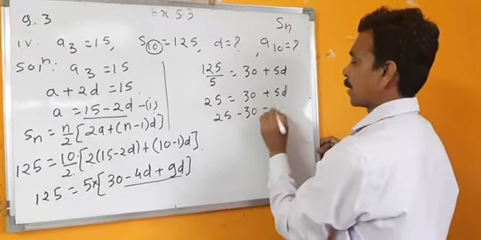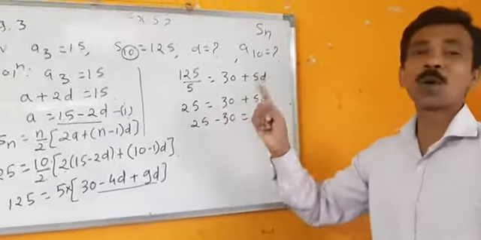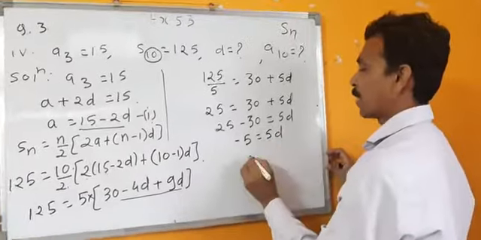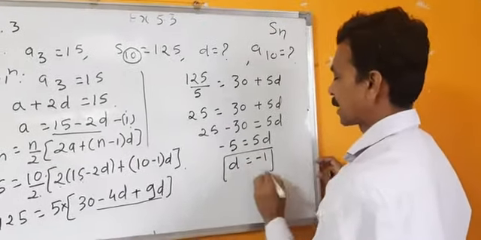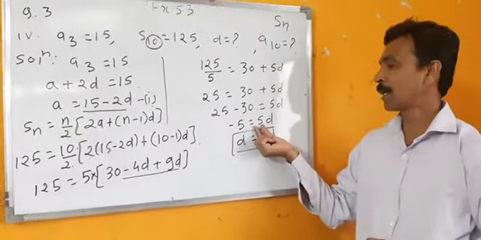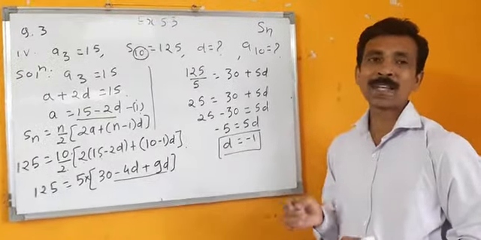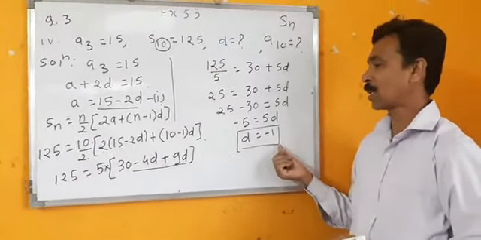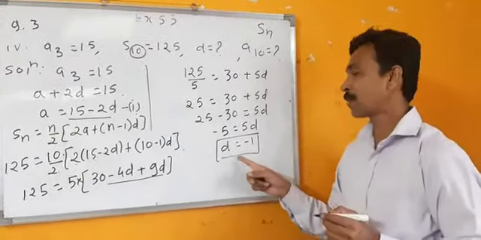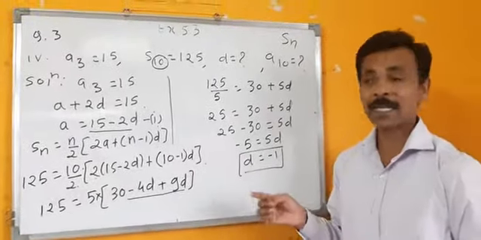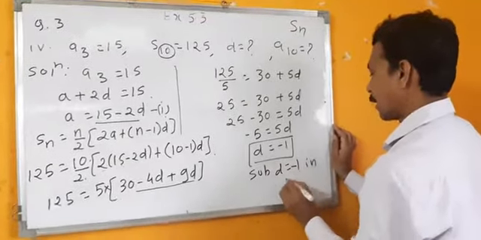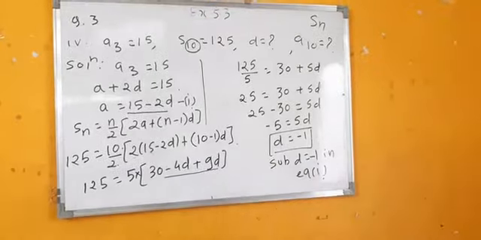25 minus 30 is equal to 5D. Because this 30 will go on the left hand side, it becomes minus 30. Minus 5 is equal to 5D. D is equal to minus 1. How minus 1? D is equal to minus 5 upon 5. This 5 of 5D goes in the denominator. So minus 5 upon 5 is minus 1. Now we have got the value of D. But we don't have the value of A. I'll place this value of D in equation number 1. Substitute D is equal to minus 1 in equation number 1.